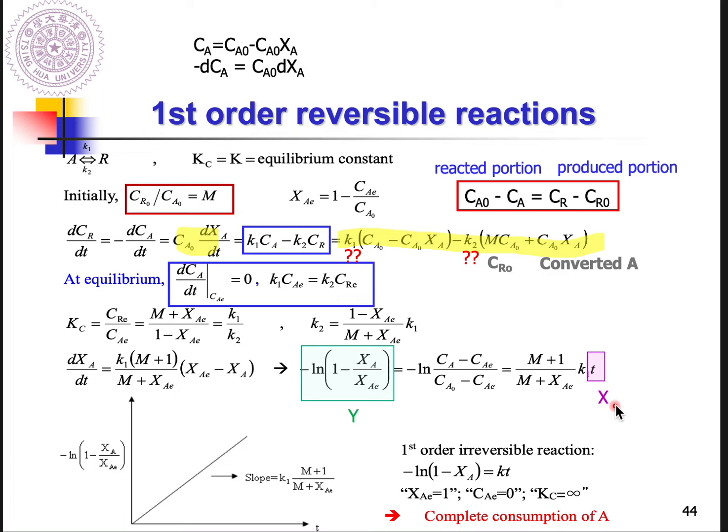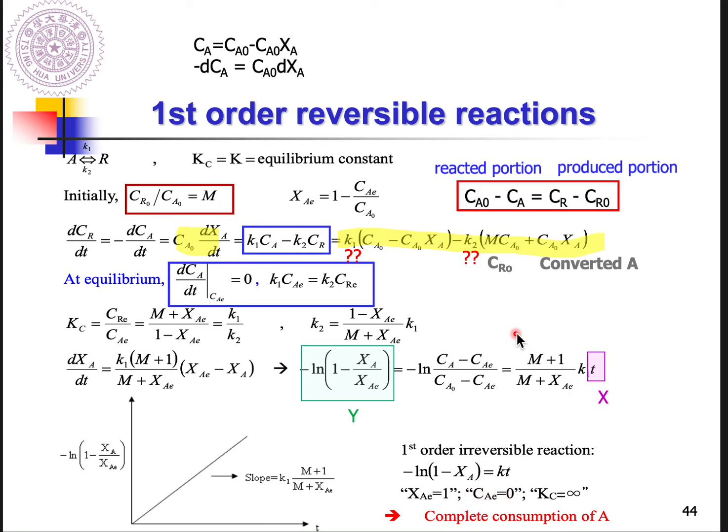Some people will ask, can this particular solution form be used for the irreversible reaction, which we derived in the previous slide by using the integral method? So what's an irreversible reaction? Irreversible reaction means that A will be totally converted to R. So what's XAE for the irreversible reaction? Total A will be converted to R, so XAE becomes 1.